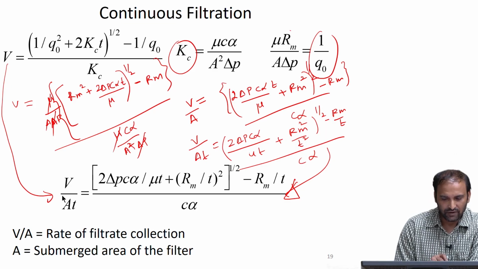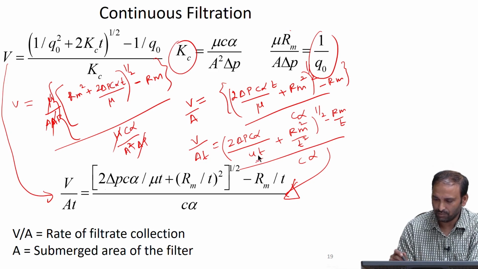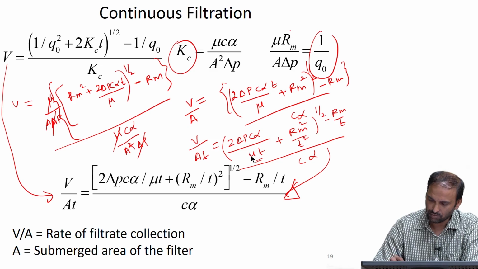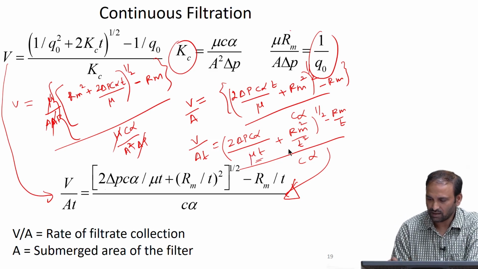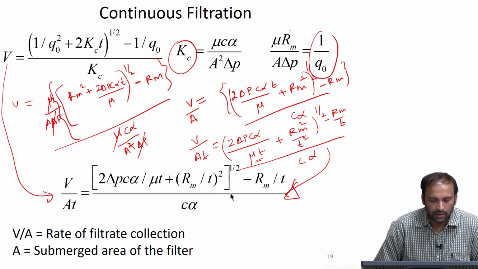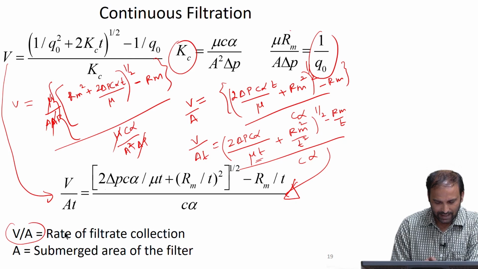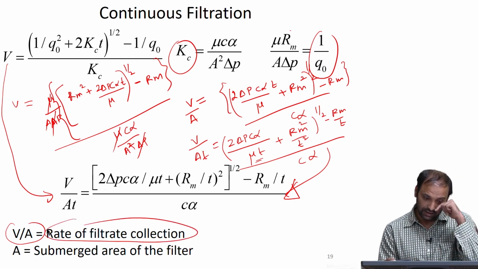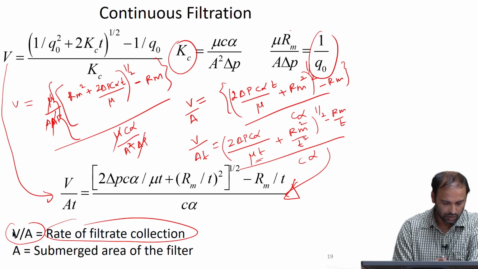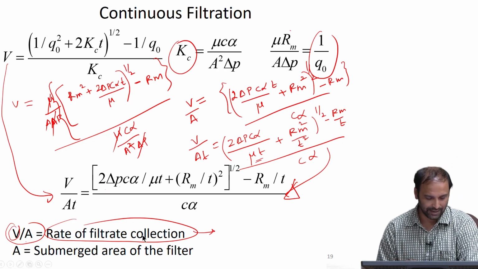A simple mathematical manipulation will essentially lead you to this expression. Therefore, what we have done is converted this into V by A t is equal to 2 times delta p into c times alpha divided by mu t plus r m by t, whole square, to the power of 1.5, minus r m by t, divided by c times alpha. Now, in this expression V by A is the rate of filtrate collection, because this is the volumetric flow rate, and volumetric flow rate divided by A will give you the rate at which the filtrate is being collected.